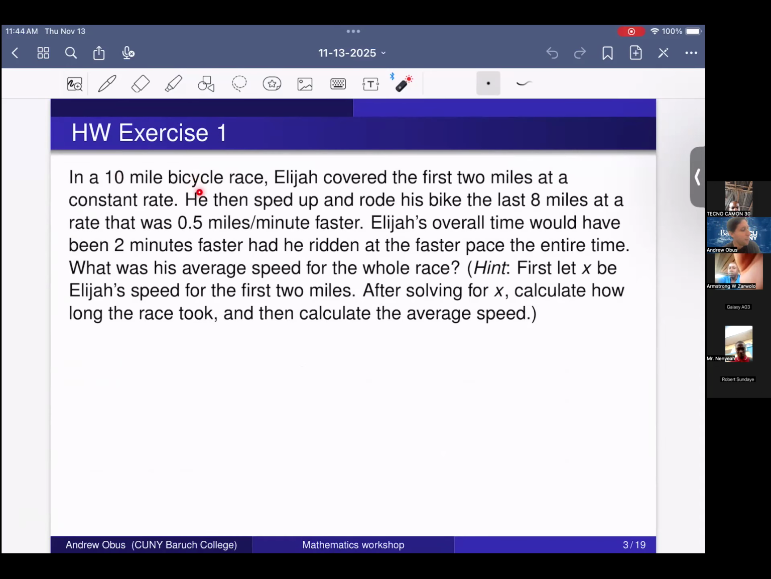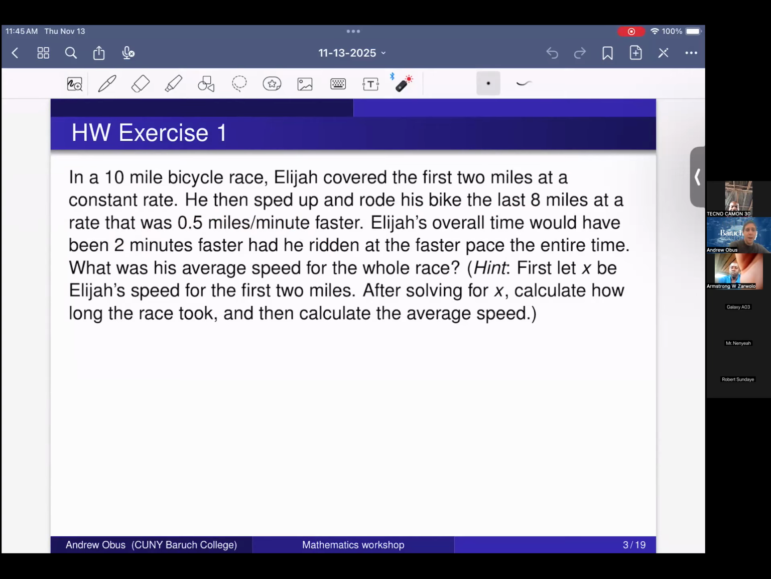Okay, so in a 10-mile bicycle race, Elijah covered the first 2 miles at a constant rate. He then sped up and rode his bike the last 8 miles at a rate that was 0.5 miles per minute faster. Elijah's overall time would have been 2 minutes faster had he ridden the faster pace the entire time. What was his average speed for the whole race?